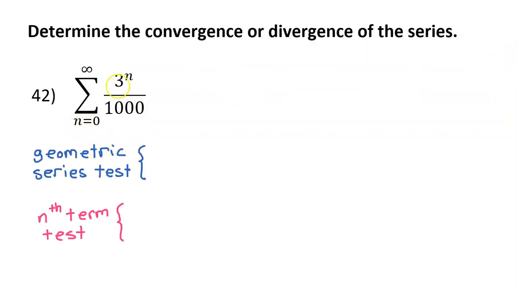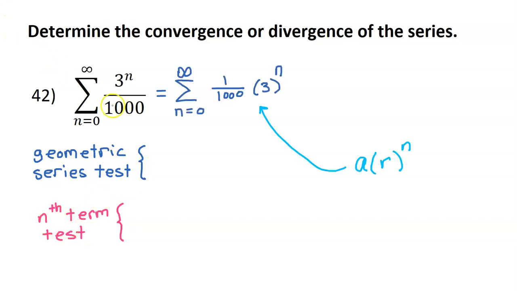Just for review, I'm going to solve this problem using two different methods. First, I will solve it using the geometric series test, and then I will solve it using the nth term test. We can tell that this is a geometric series because if we take the 1000 from the denominator and put it out in the front as 1 over 1000, now we've written it in the form a times r to the nth power, which means we're looking at an infinite geometric series. So we can use the geometric series test.